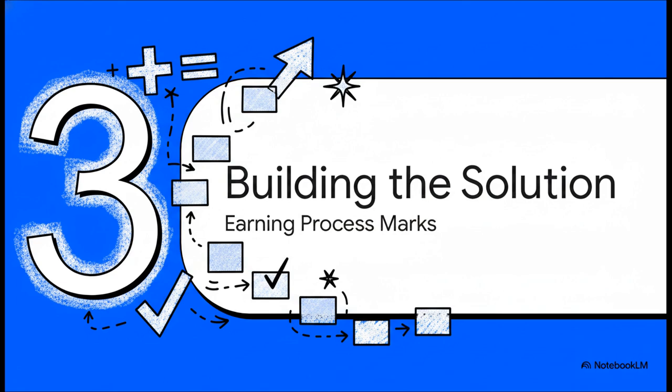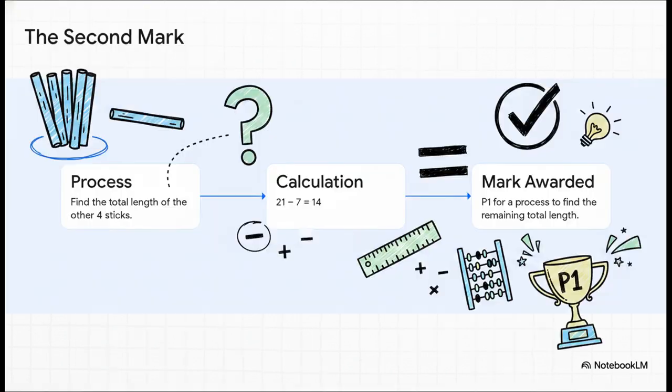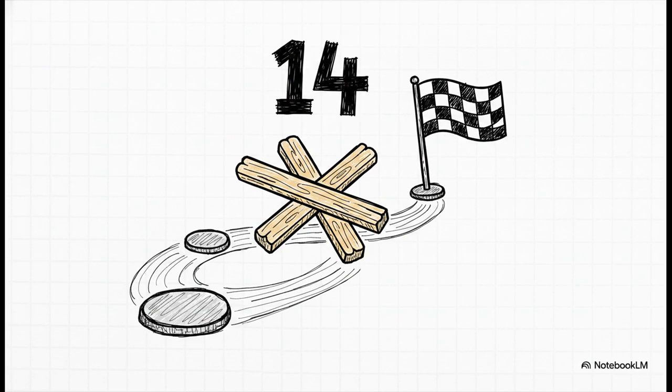Awesome. We've got our total length, and 1 mark is locked in. So let's use that to unlock the next piece of the puzzle. All right, we know the total for all 5 sticks is 21. And the question tells us one of those sticks is 7 centimeters. So what do we do next? The obvious next step is to figure out the combined length of the other 4 sticks, right? Yep, it's just a simple subtraction. We take our total of 21, subtract the 7, and we're left with 14. And guess what? That simple step gets you another P1 process mark. See the pattern here? The mark scheme is rewarding you for every logical step you show. We're already halfway there.